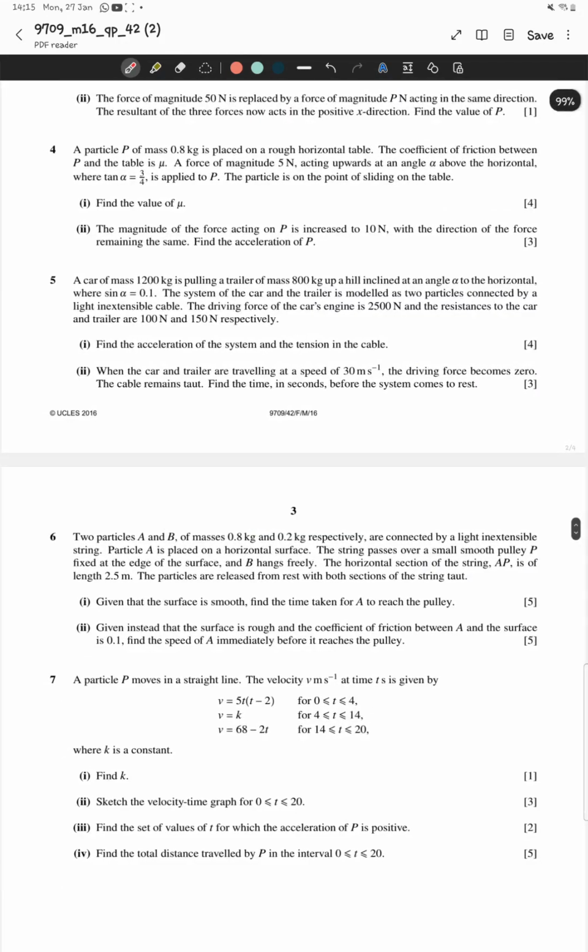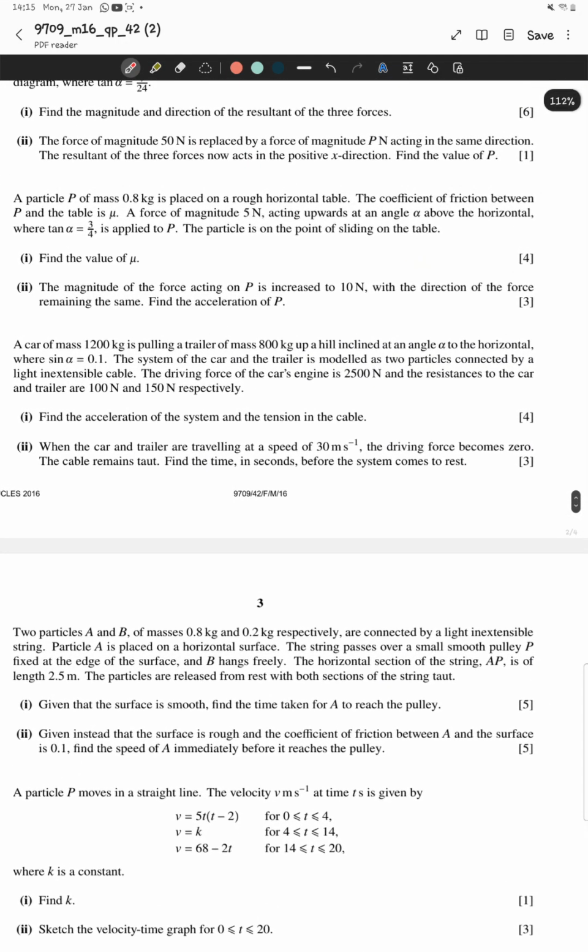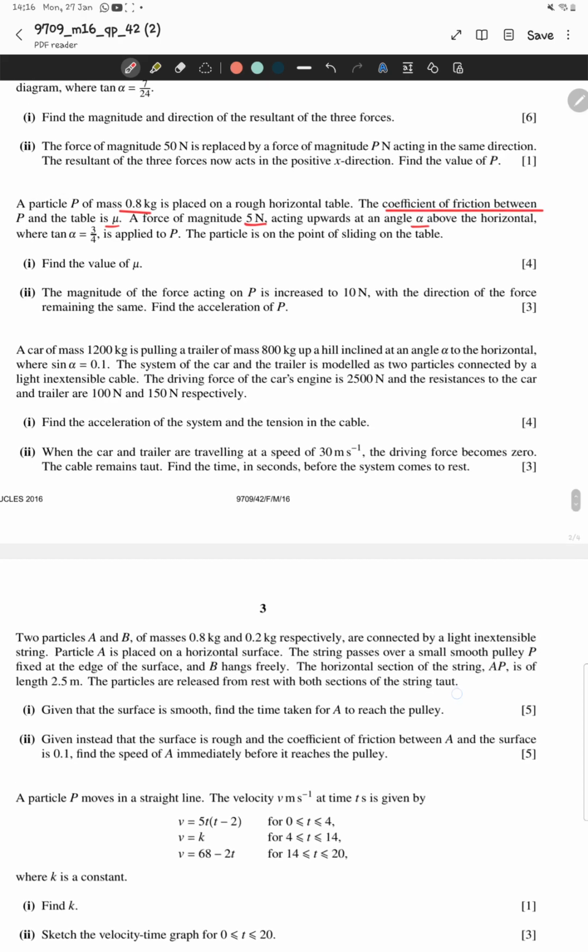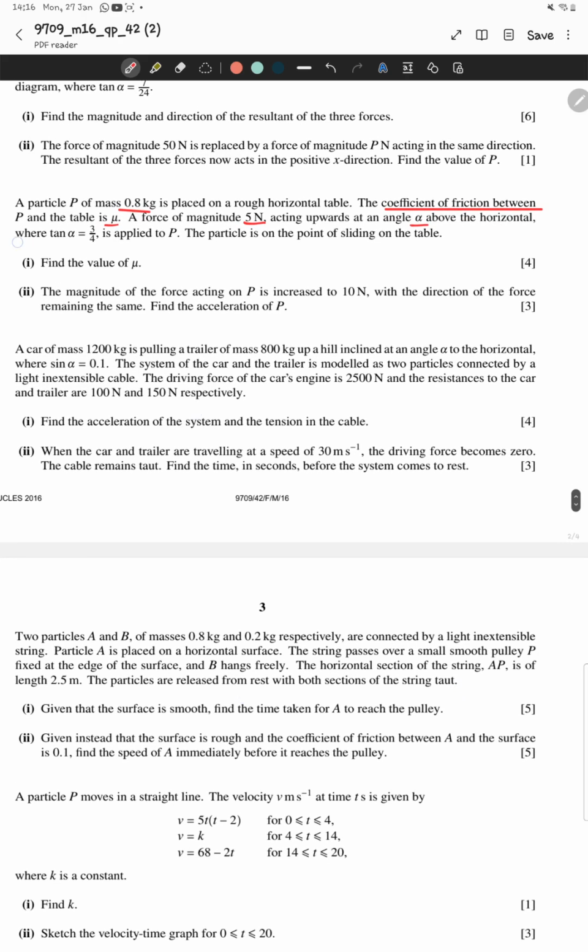Next we have a particle of mass 0.8 kg placed on a table. The coefficient of friction between the particle and table is, wait, what is this called? Mu, yeah, mu. A force of magnitude 5 newtons acting upwards at an angle theta above the horizontal, where tan theta equals this, is applied to P. So we have a force on our particle. The particle is on the point of sliding on the table, which means that it's in limiting equilibrium. The friction is maximum. Find the value of mu.